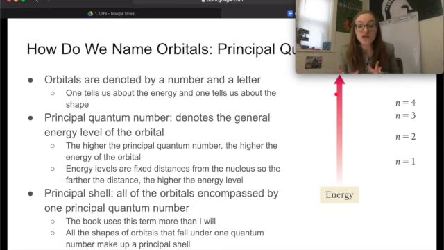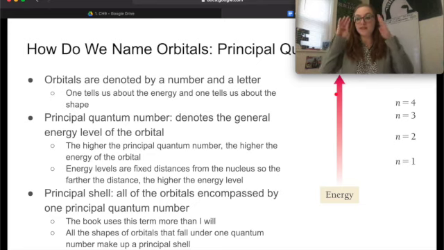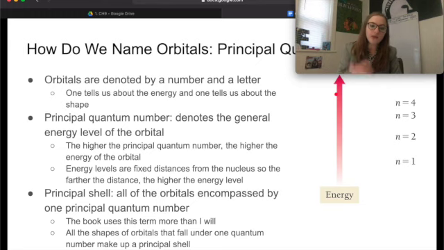The book uses this term more than I will. You probably won't hear it out of me again unless I'm trying to explain something and I have no other word. But again, this is all of the shapes, all of the letters that have the same number, a principal quantum shell. Or principal shell. Sorry.